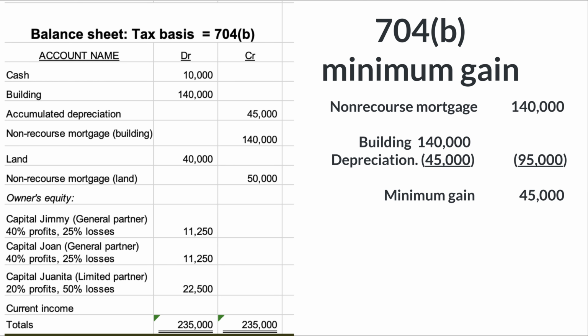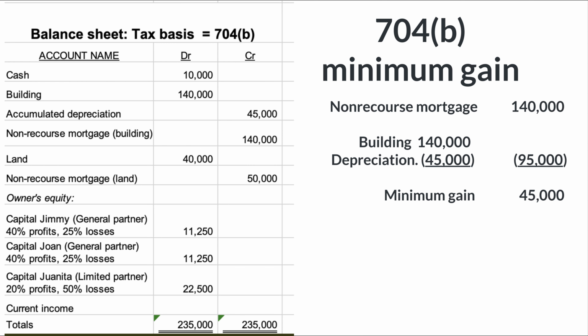704B minimum gain was created when the 704B basis of the building fell below the amount of the non-recourse debt on the building because of depreciation expense. 704B minimum gain is calculated separately for each property. The non-recourse mortgage is $140,000. The 704B basis of the building is $95,000 after depreciation. The 704B minimum gain is therefore $45,000.